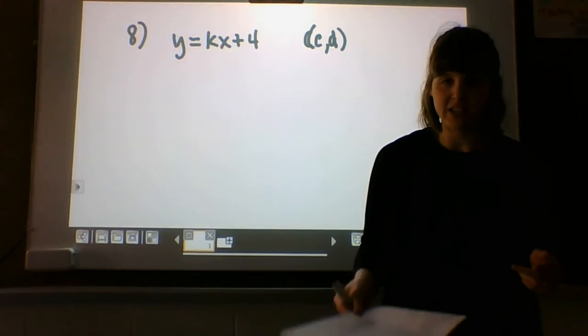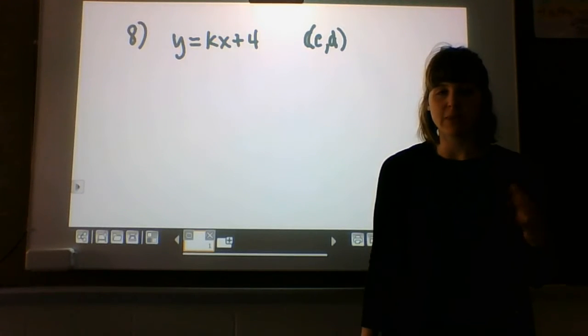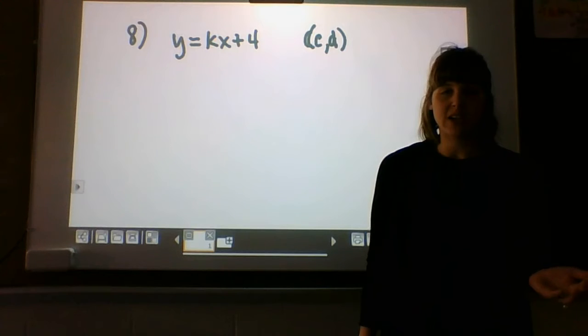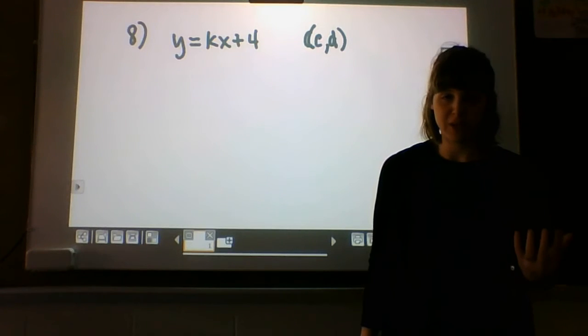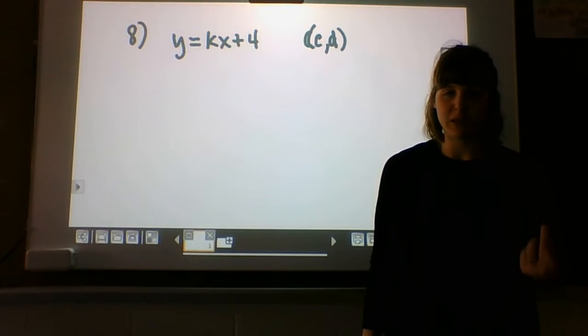Well, if you remember back to last week when we were writing equations of lines and we had y equals mx plus b and we had to find b. They gave us the slope, they gave us the point. Okay, and you remember we plugged in the x and the y and we solved for b.